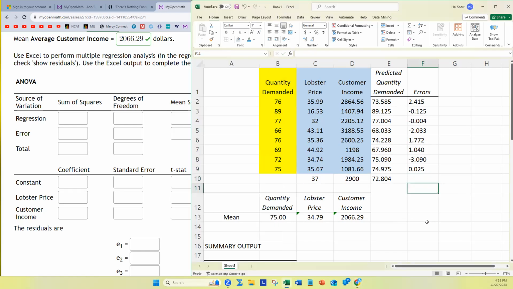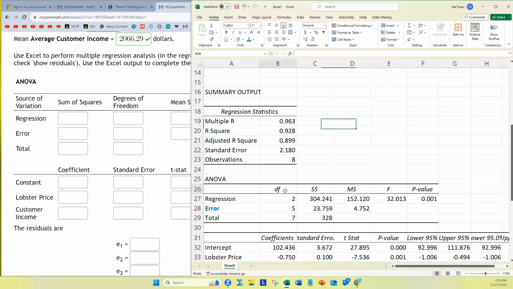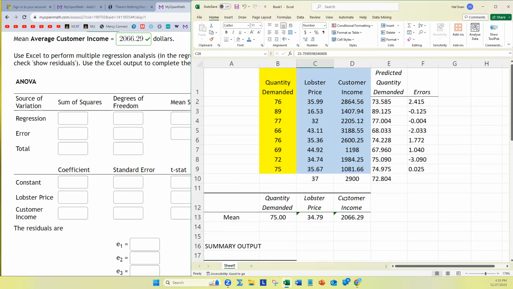Now, another thing that Excel does in its output, it has degrees of freedom to the left of the sum of squares values. These are the sum of square values. Now, what are sum of square values? Let's just look at error, for example. How do we get 23.759 here?